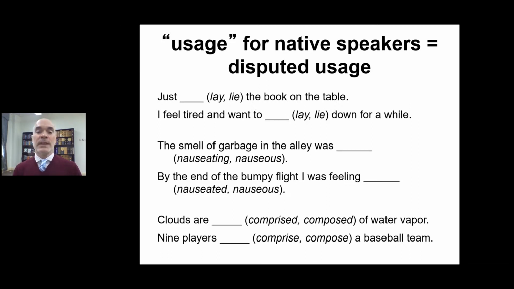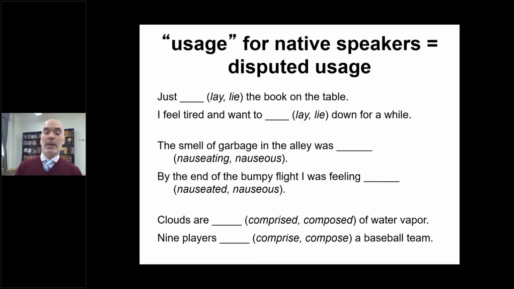The next one is a usage dispute that people comment on all the time. It's not a very important one, and keep in mind that if you look up these words, you'll see that we give definitions for both uses. But conventionally, the smell of garbage in the alley was nauseating or nauseous. Which one is it? And then the next one is, by the end of the bumpy flight, I was feeling nauseated or nauseous. Well, there's a convention by which the word nauseous is something that causes nausea. So that would be the first one. And nauseated is the resulting symptom.